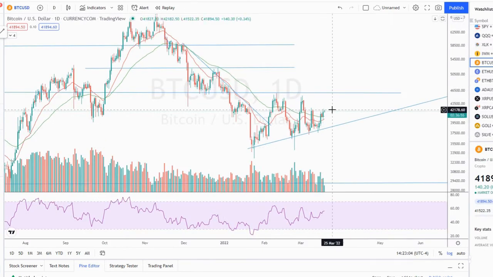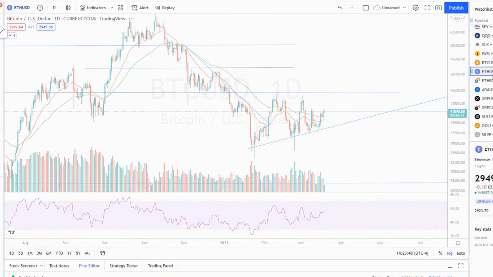Looking at Bitcoin, we're a little bit in no man's land right now. We're at about $42,000 per Bitcoin. We are making higher lows, but that $46,000 mark still remains a very key resistance that once we break that, we could see a little bit more momentum come back and a little bit of FOMO come back into Bitcoin. But really this resistance needs to be broken in order to do that.